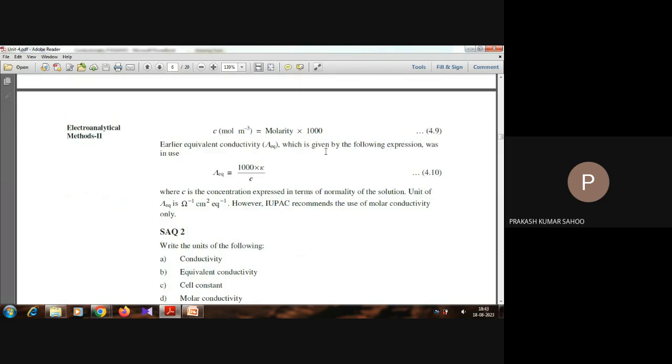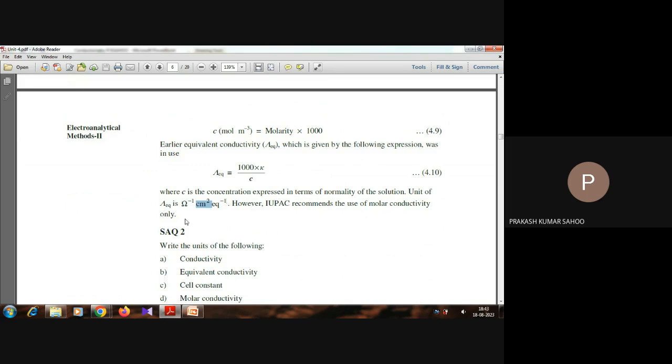In equivalent conductance, it is normality. What is normality? Normality is when 1 gram equivalent of solute is present per liter of solution. It is known as a one normal solution, and the unit is known as the normality unit. So the unit of equivalent conductivity or equivalent conductance is ohm inverse centimeter square equivalent inverse.